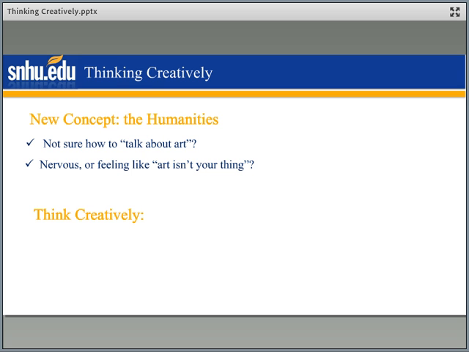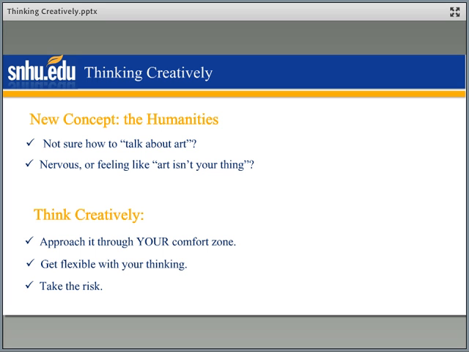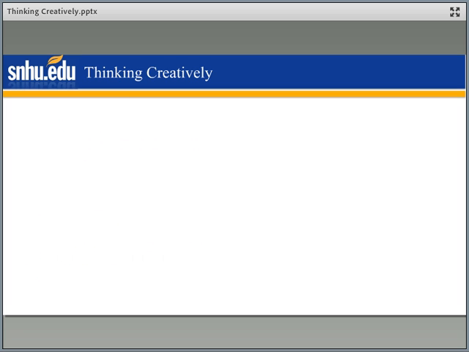If you can approach this new concept and think creatively, you can approach it through your own comfort zone. We're going to talk about some ways that you can come to this idea through something that's comfortable for you. You can get flexible with your thinking and think creatively about the assignments that are ahead, and just allow yourself to take the risk and to get started. So, some ideas to think about.